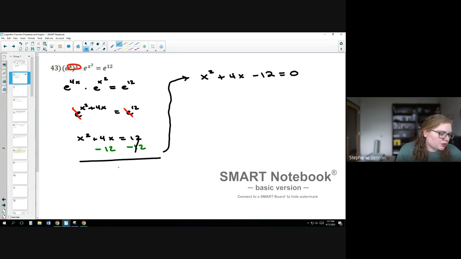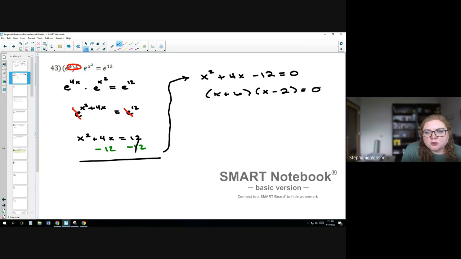Now, again, this one is pretty easy to factor because if we do, let's see, positive 6 and negative 2. Positive 6 times negative 2 would give me negative 12, and positive 6 plus negative 2 would give me positive 4. So we want to do positive 6 and negative 2. So we'll have x plus 6 and x minus 2 equals 0.